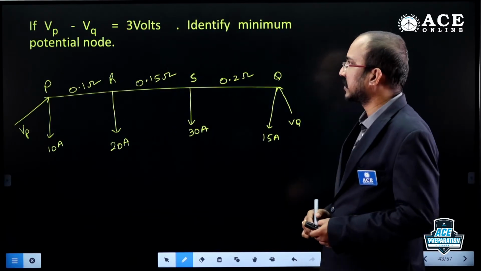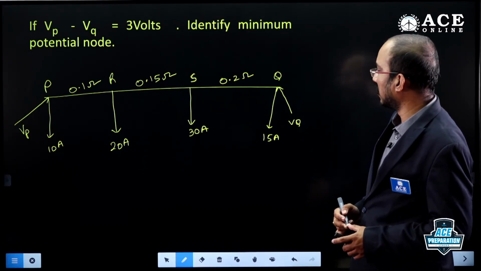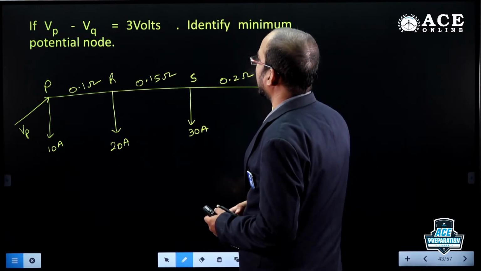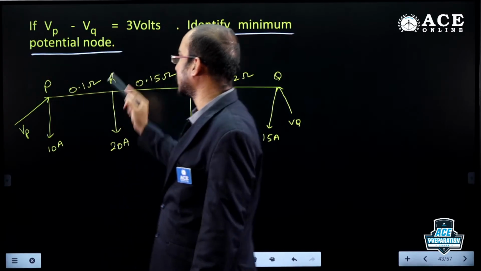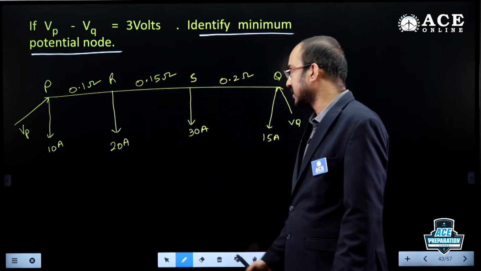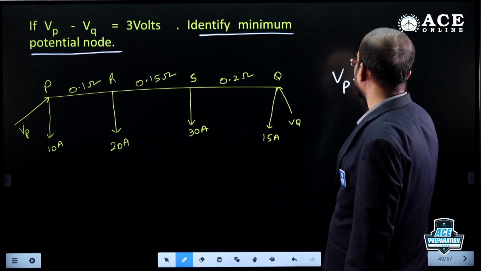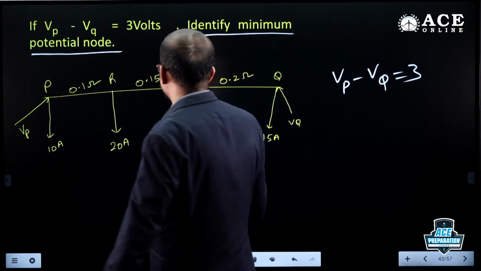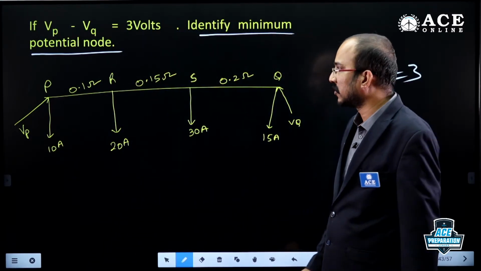Let us observe this question. What is given? Vp minus Vq is given for a distribution line, and we must identify the minimum potential node, the node at which you get the minimum potential. Vp minus Vq is given as 3 volts. Now he is asking to calculate the minimum potential node.